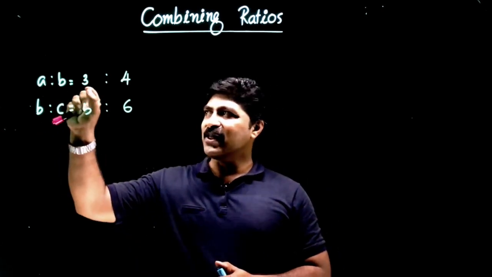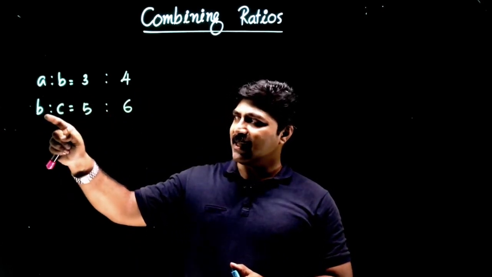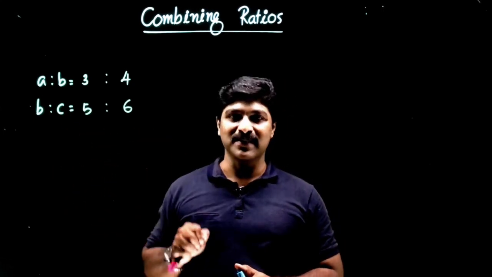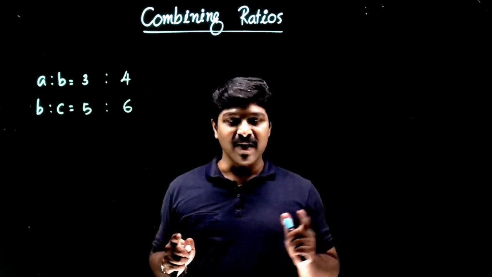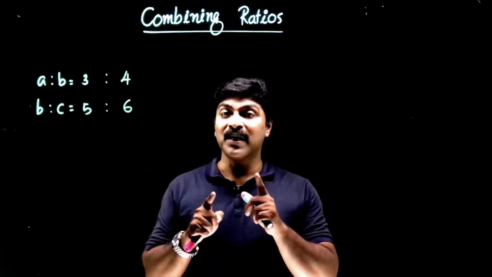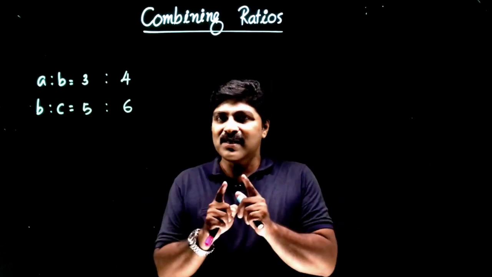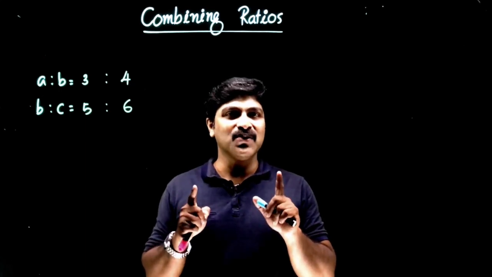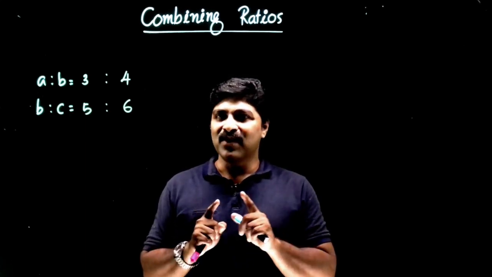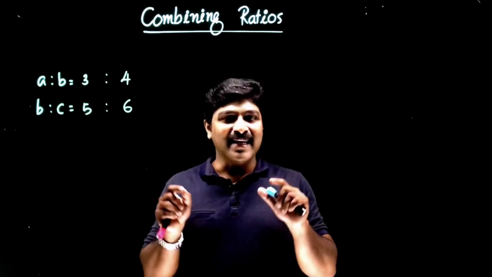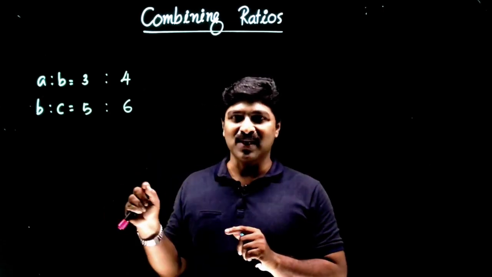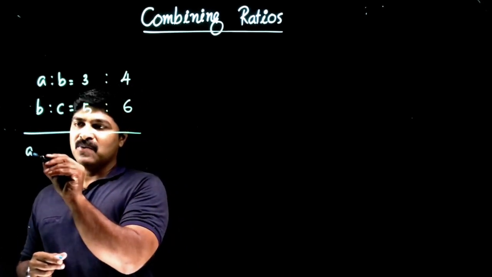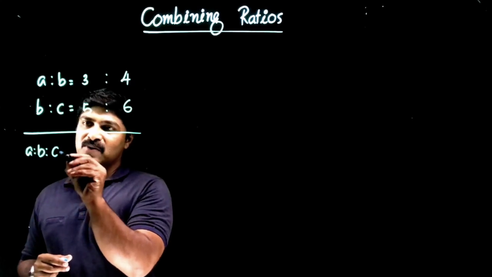A is to B is 3 is to 4, and the second ratio starts from B onwards: B is to C, 5 is to 6. And we have to find out what A is to B is to C is. This is called combining two ratios. How to find A is to B is to C? I will give you a very effective and interesting way of combining.